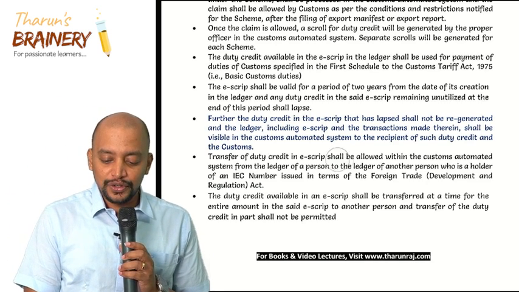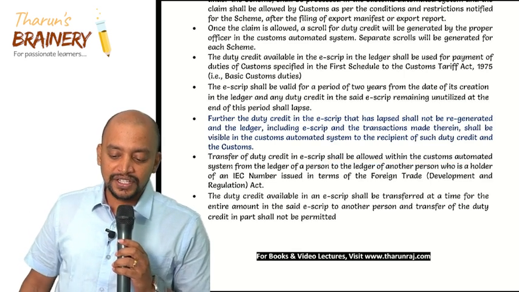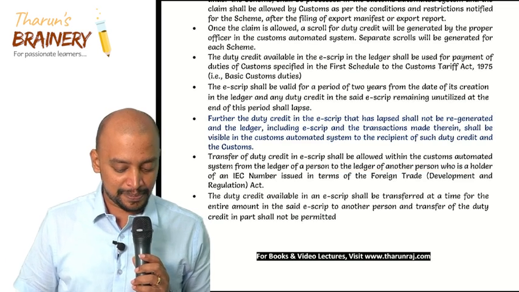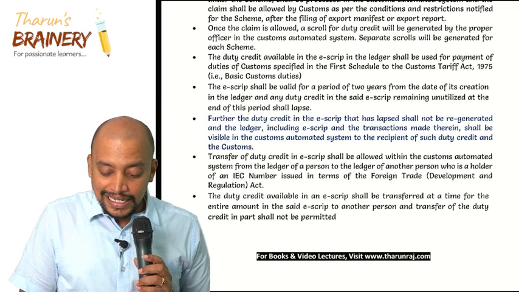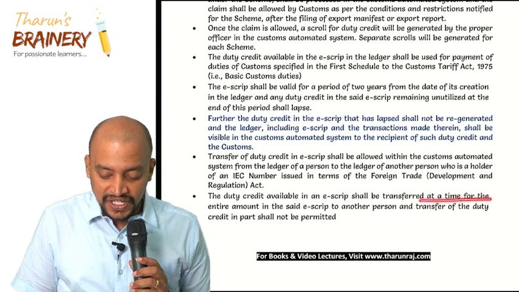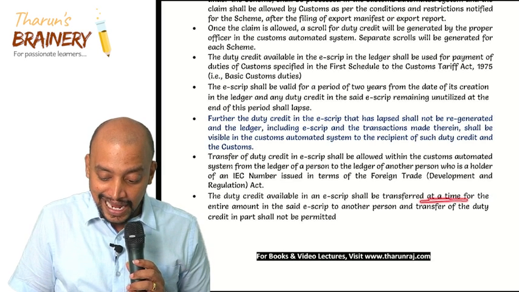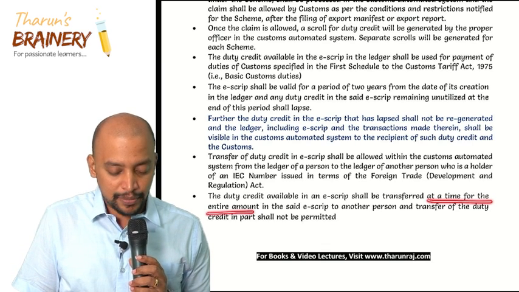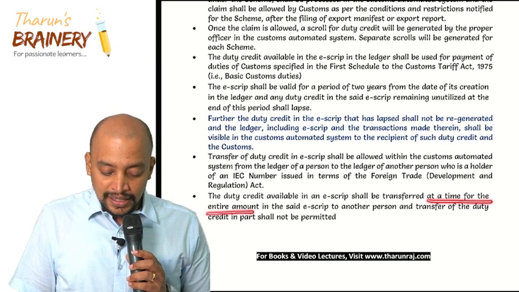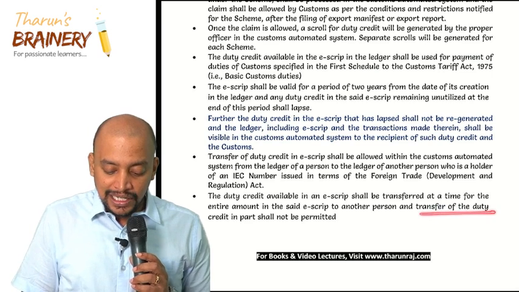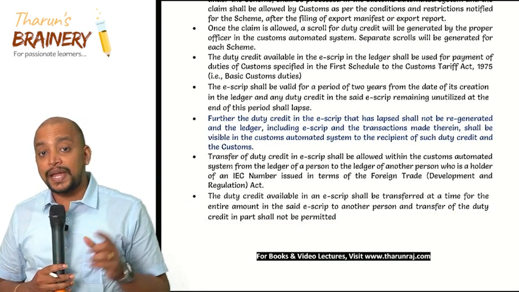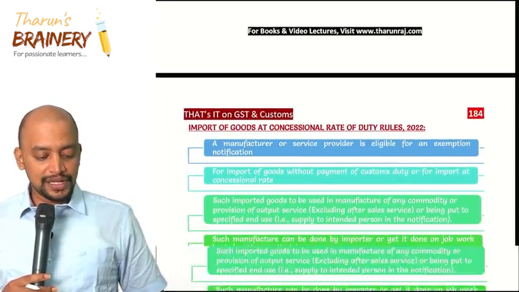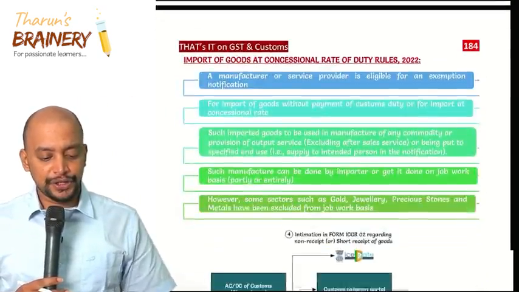So transfer of duty credit in e-scrip shall be allowed within the customs automated system from the ledger of a person to the ledger of another person. The duty credit available in an e-scrip shall be transferred at a time for the entire amount. Underline, at a time for the entire amount. Means transfer of duty credit in part shall not be permitted. So these are the points related to electronic duty credit ledger.